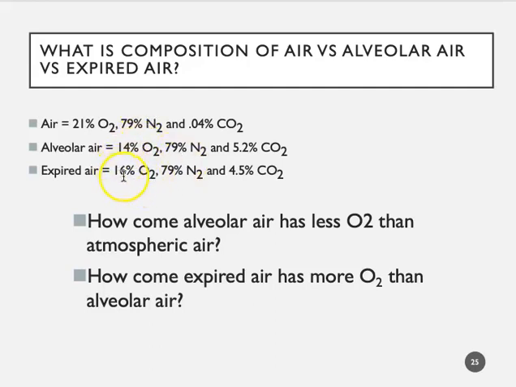Now, if we were then to sample the air that you breathe out, you'll notice that while still lower in oxygen than the atmospheric air, it is higher in oxygen than the alveolar air, as well as lower in carbon dioxide than alveolar air. So here's just a quick thought question for you. How come the alveolar air has less oxygen than atmospheric air? I already mentioned that a moment ago. But how come expired air has more oxygen than alveolar air? What do you think is going on?